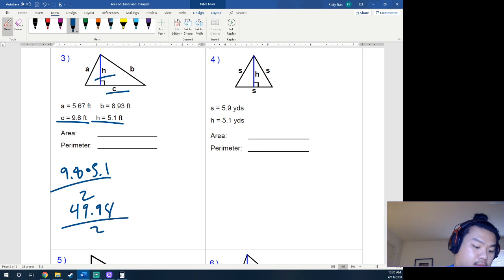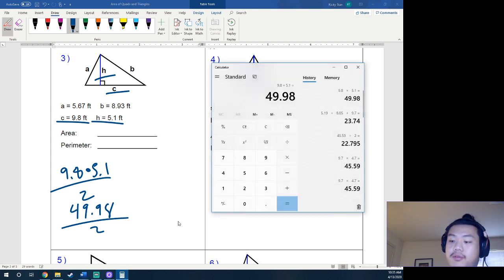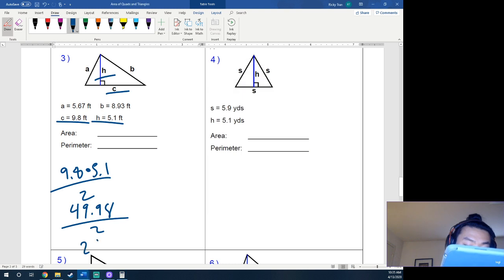What's your answer? Divided by 2. 24.99. So 24.99 feet squared. And then add all your sides for perimeter.